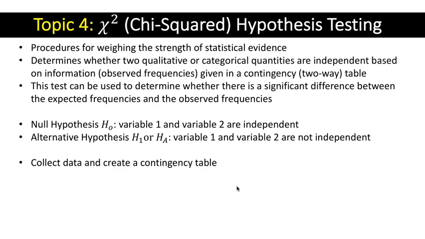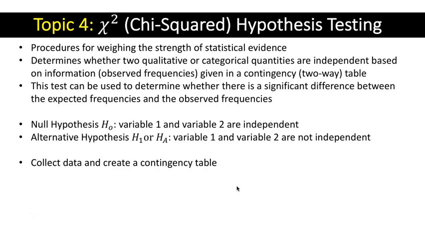Chi-square hypothesis testing is a test used to determine whether there is in fact a significant difference between what are called expected frequencies and these observed frequencies. The first thing we have to do from the very beginning is identify what's called the null hypothesis. The null hypothesis, the symbol is H naught, tells me that variable 1 and variable 2 are independent.